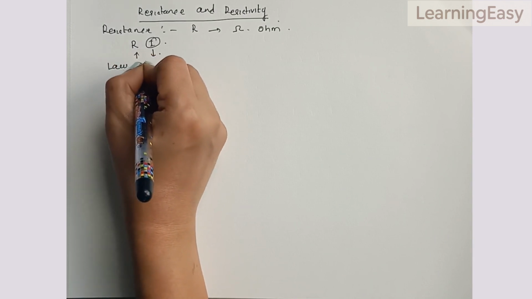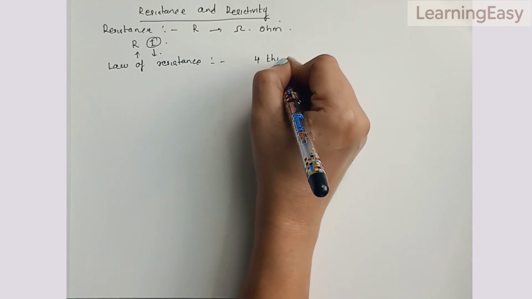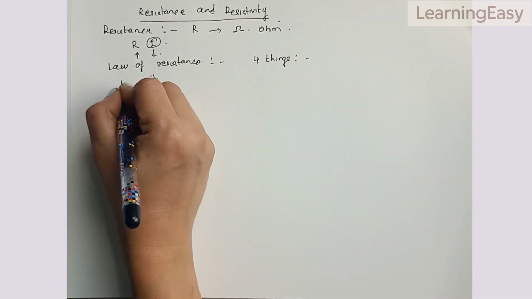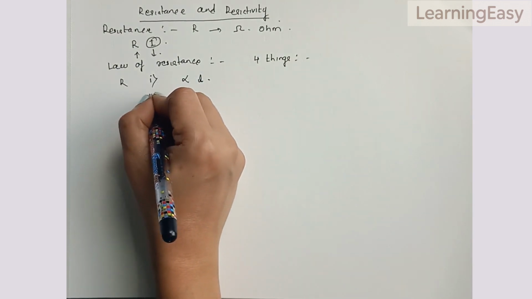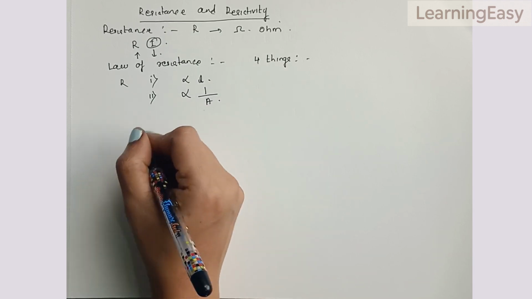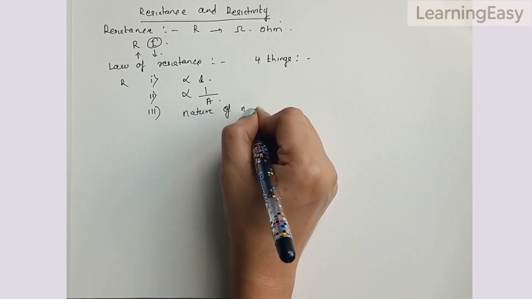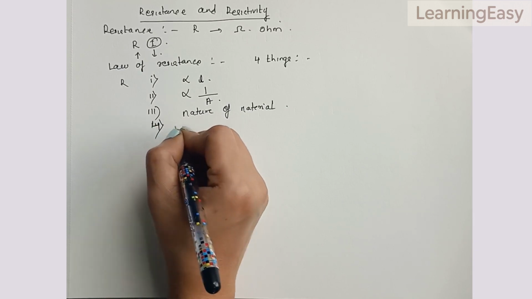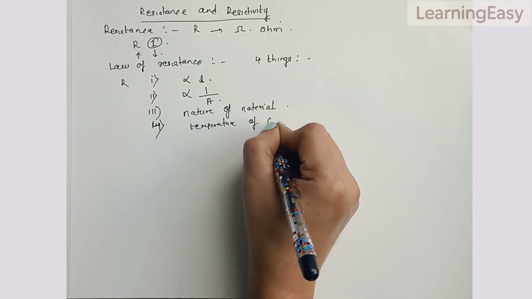Next, what is the law of resistance? 4 things. First, resistance R is directly proportional to the length of the conductor. Second, it is inversely proportional to cross-sectional area. Third, it depends on the nature of the material. And fourth, it also depends on the temperature of the conductor.